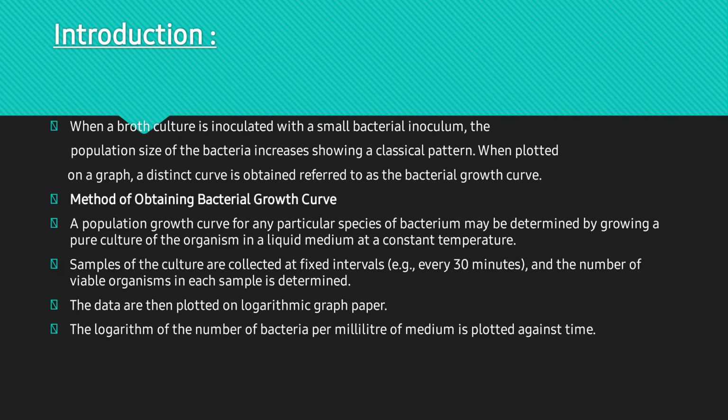Method of obtaining bacterial growth curve. A population growth curve for any particular species of bacterium may be determined by growing a pure culture of an organism in a liquid medium at a certain temperature. Samples of the cultures are collected at fixed intervals, that is, for every 30 minutes, and the number of viable organisms is determined. It can be plotted on graph paper.